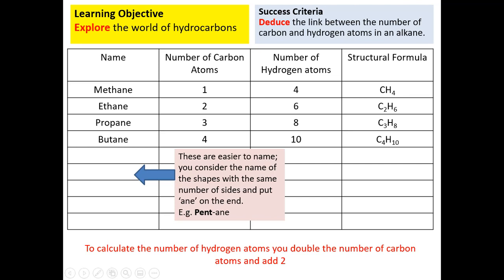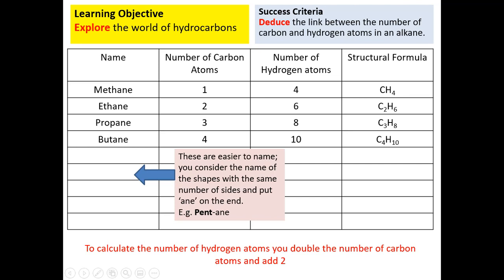Now the names, as I said, we're going to think about maths, are much easier, because if we think of sides of shapes, you can use the start of those to help you to name these. So if we think of a 5-sided shape, it's a pentagon. Now if we take the pent bit, we put ane on the end, we get pentane. So it's kind of testing your maths knowledge as well. So think about your sided shapes, get the first bit like pent, put ane on the end, and that will give you the name of the next.